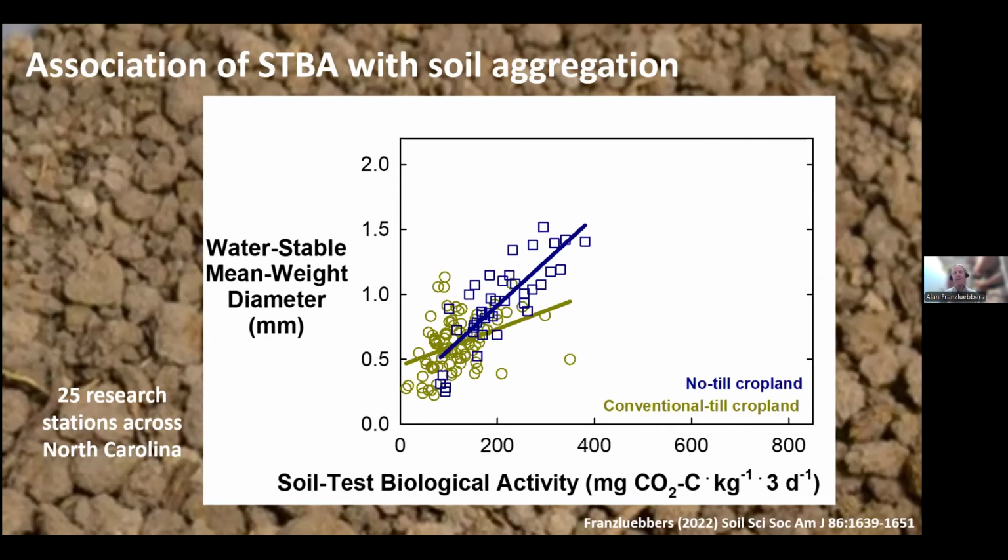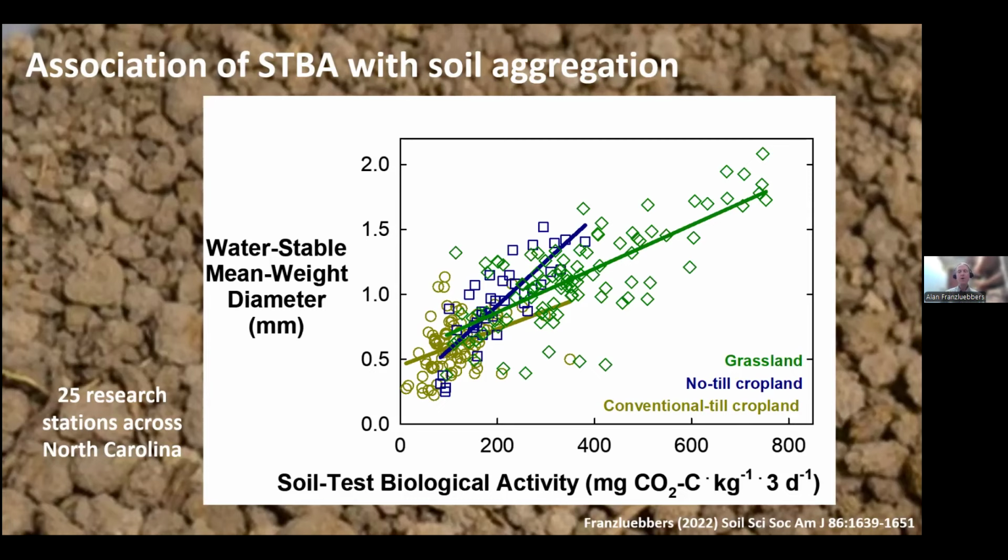But if we add no-till cropland into some of these responses, then we can see a stronger association just in the no-till cropland, but it's elevating the aggregation per unit of biological activity. We add in some grasslands, and we can see there's a good deal of scatter, because it's not absolute, because aggregation is not only determined by biological activity, but also by mineralogical features as well. And so there is an association.